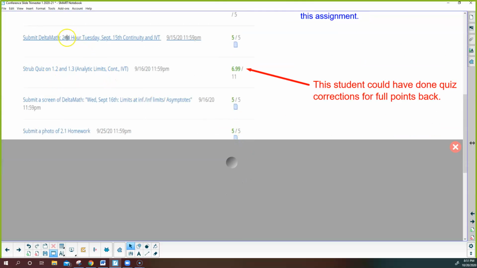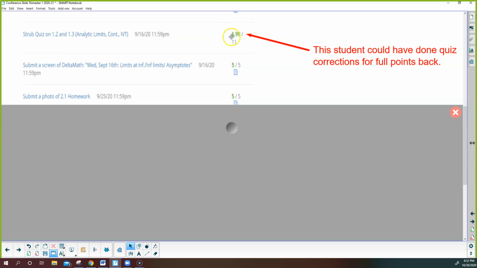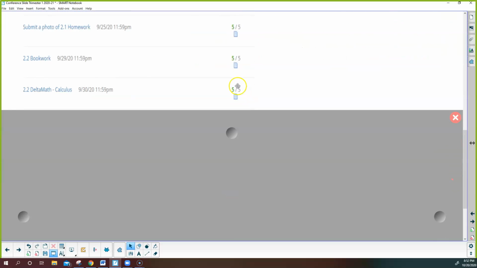Notice here, this is my calculus class, but it's the same thing for geometry. They had a quiz, and for every quiz, they can retake their quizzes up to 20 times, and they can get whatever score they want. The student probably didn't take advantage of that because they got a 7 out of 11. And I don't really know why Schoology says 6.99 out of 11 instead of 7 out of 11. That's something I haven't figured out yet, but it's close enough to 7 out of 11.